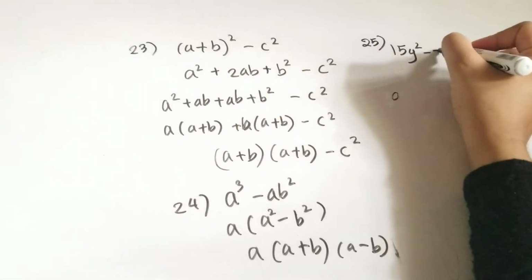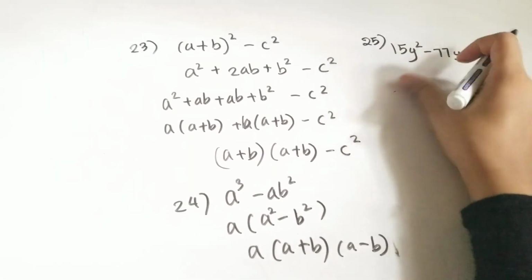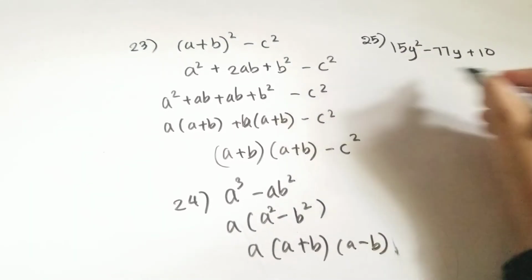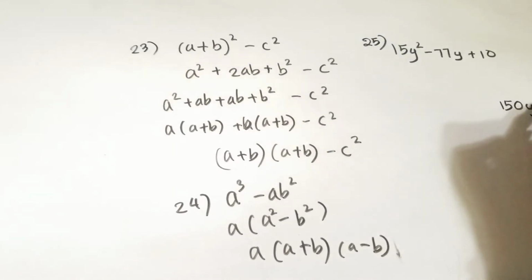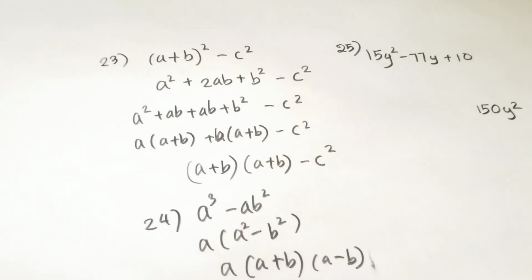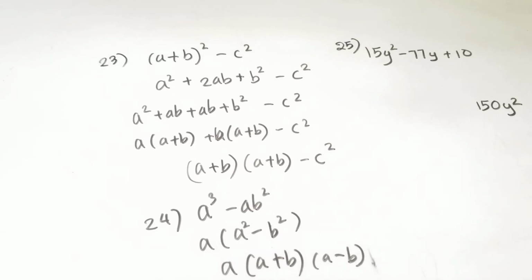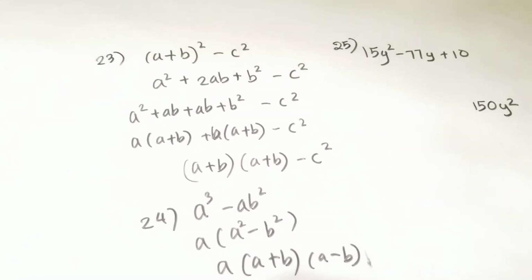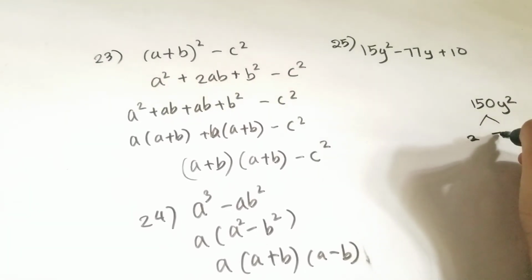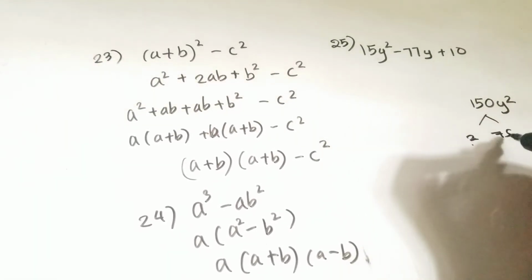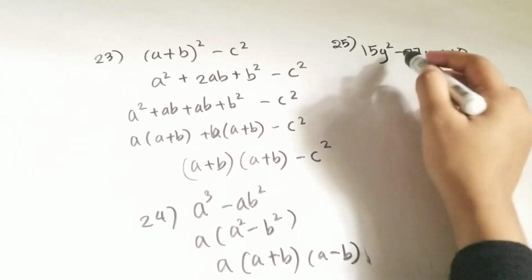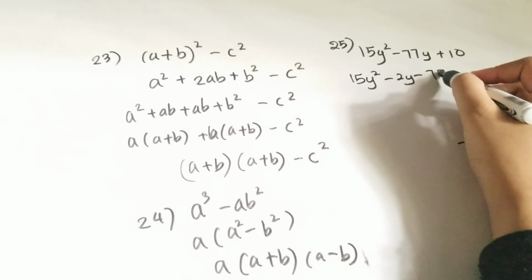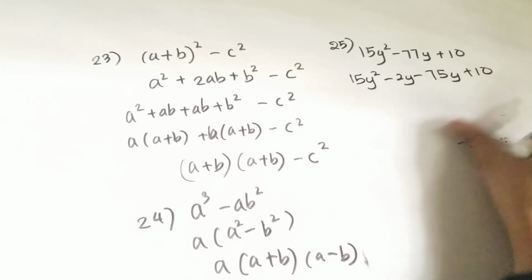15y squared minus 77y plus 10. So how can you do it? 15 times 10 is 150. We need the factors of 150 that are suitable to get 77. 15 times 10 we can't take. Yeah, the suitable value is 2 times 75, because minus 2 and minus 75 makes minus 77. It's 15y squared minus 2y minus 75y plus 10. So these things are very important.